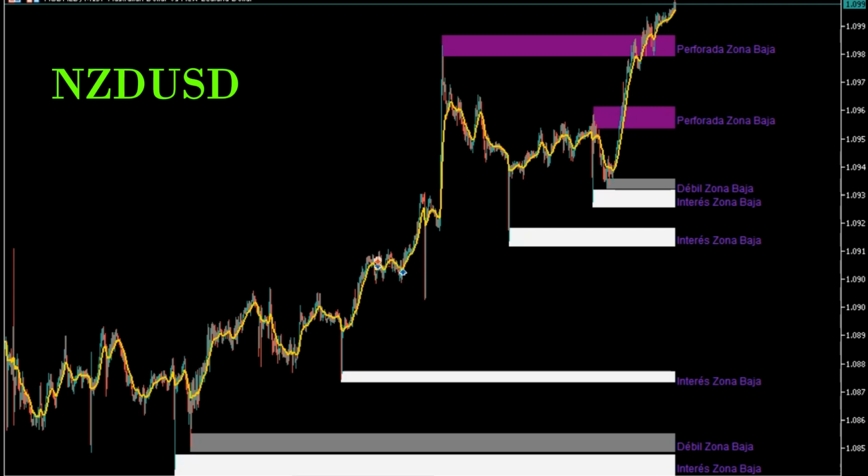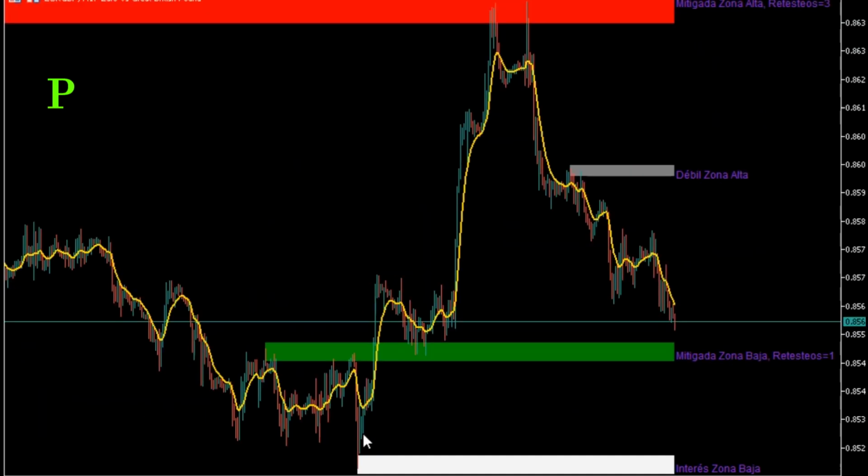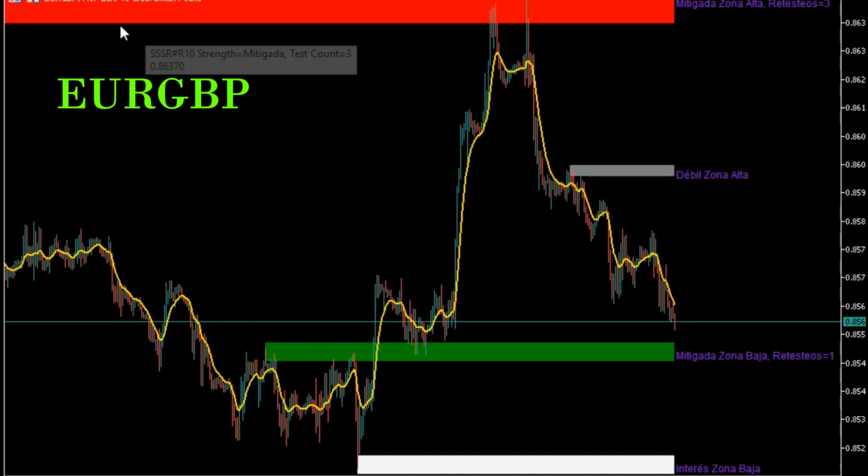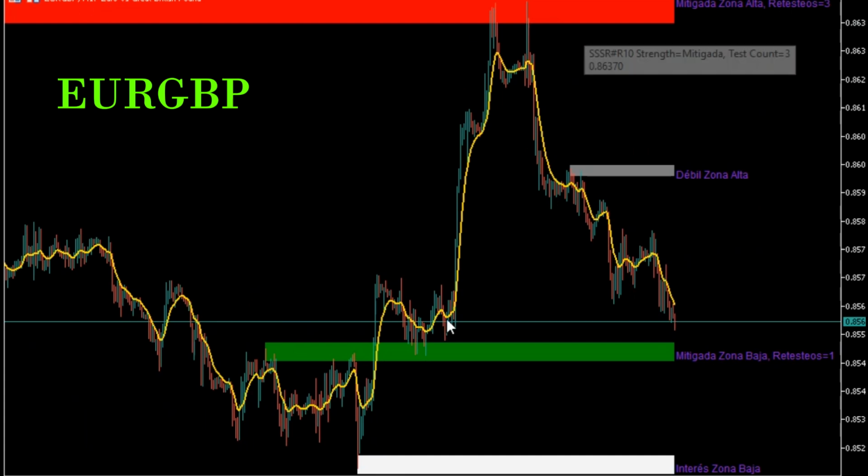Let's flip to this other chart. This is Euro GDP. You can see we have the green and the red zones. Means here we shall be selling, here we shall be buying.